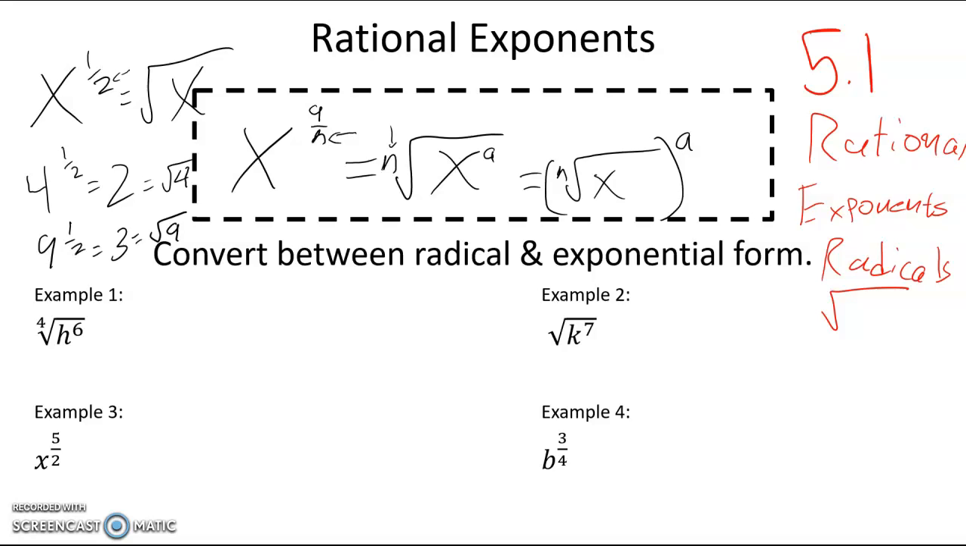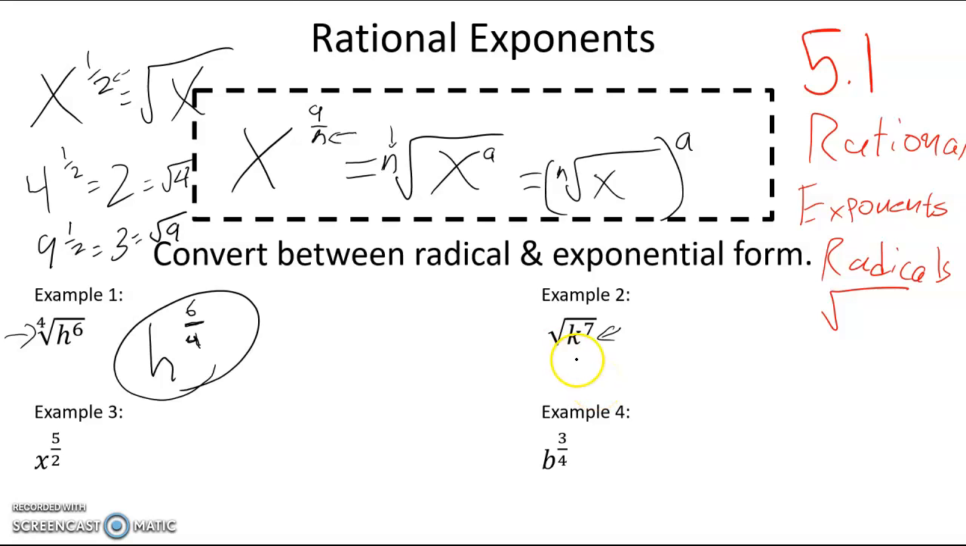So let's convert from radical to exponential form. We want to be able to write a radical form like this in exponential form, and also vice versa. So we have the fourth root of h to the 6th power. We're going to start off with just h, and it's going to be h to some fractional power. Remember, the number of the root is on the bottom. That's our denominator. So it's going to be h to the 6th power over 4, with the 4 on the bottom and the 6 on top. Again, remember, it's always the bottom number, the denominator, that is the number of the root.